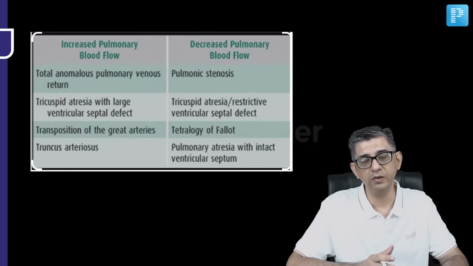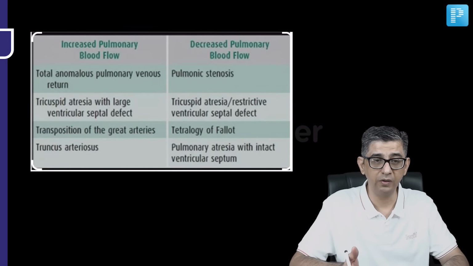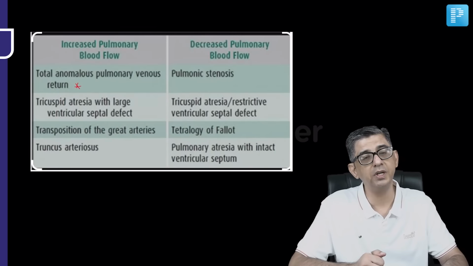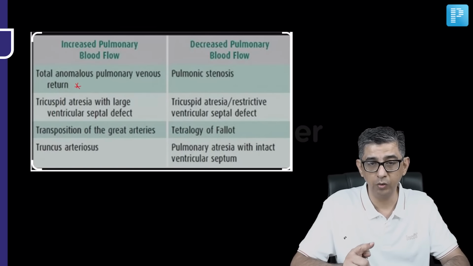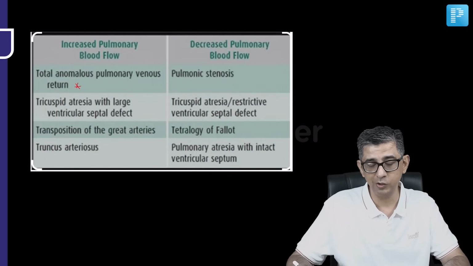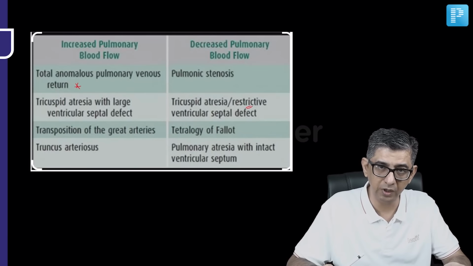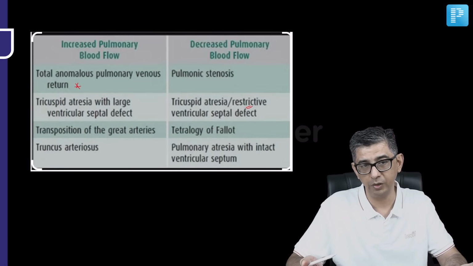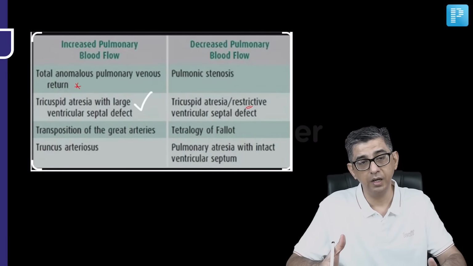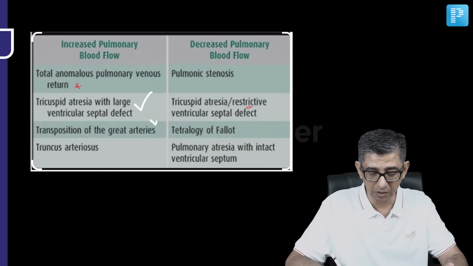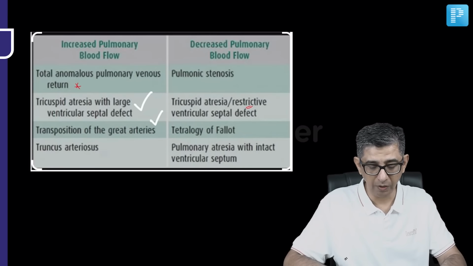And let's just quickly revise the ones which they love to ask in the exam. Where would you be having increased pulmonary blood flow? One, TAPVC. Then could be tricuspid atresia with a large VSD. Now look at the differences. If you say tricuspid atresia with a restrictive VSD, then the moment you read the word restrictive VSD, it's limiting the amount of blood supply into the lungs. But if there is a large VSD present in a patient, that would make it increased pulmonary blood flow. Then TGA is the standard example of it, and so is truncus arteriosus.